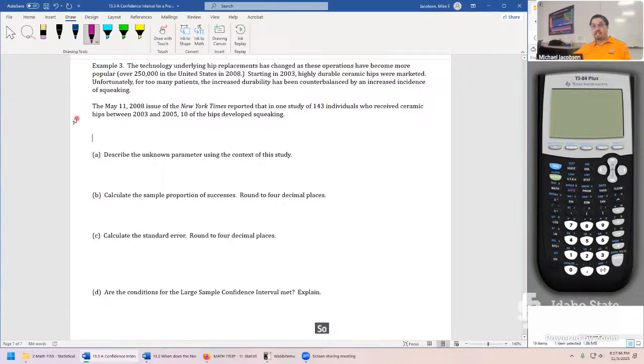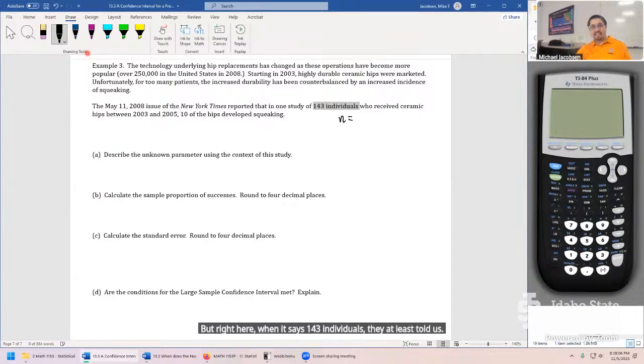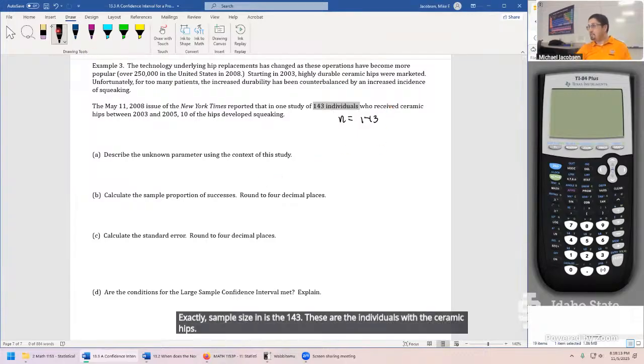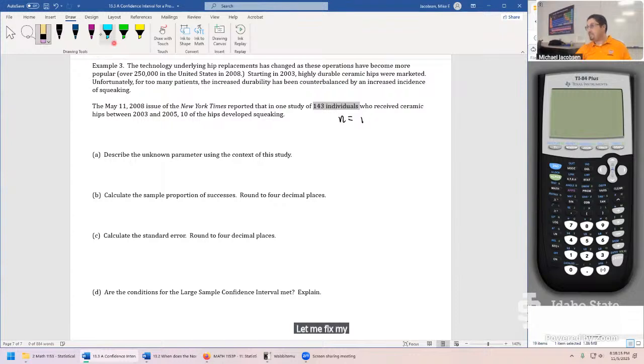So this is the full context. Lots going on in this one. It's a new set of context. But right here, when it says 143 individuals, they at least told us exactly the sample size: N is 143. These are the individuals with the ceramic hips. Let me fix my penmanship here.